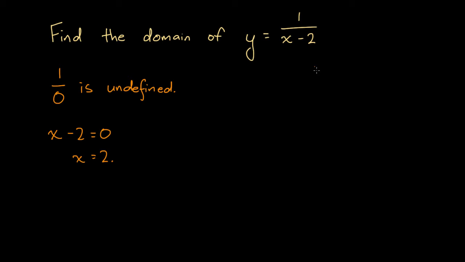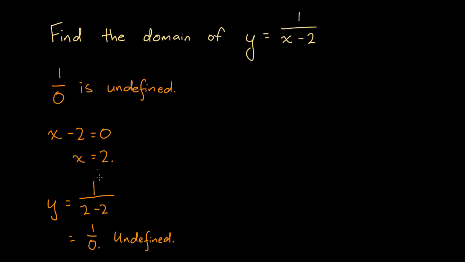Let's just confirm that. At x equals 2, we have y equals 1 over, and then we'll substitute in x equals 2 here, so 2 minus 2. If we simplify this down, 2 minus 2 is 0, so this equals 1 over 0, and this is undefined. So again, we've shown that x equals 2 is not a part of the domain.